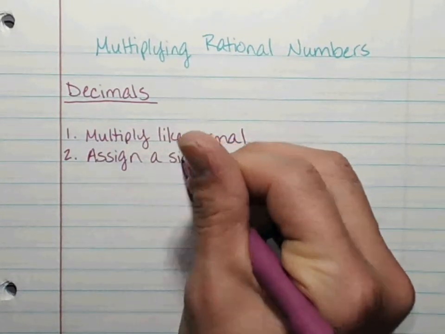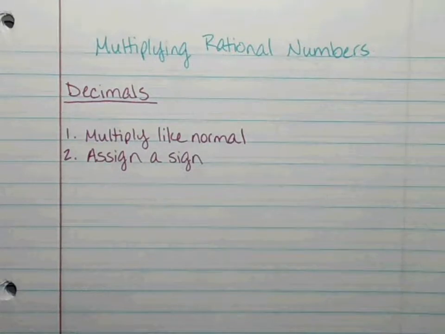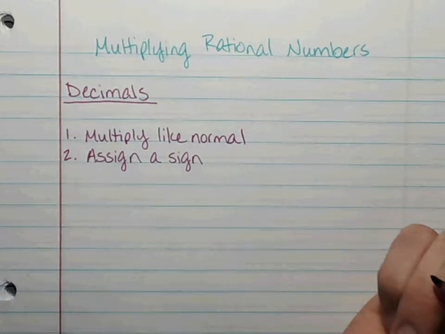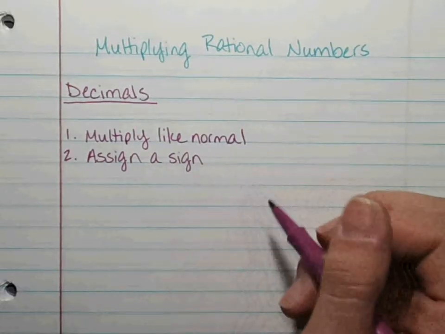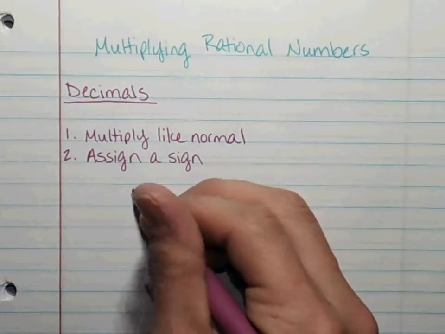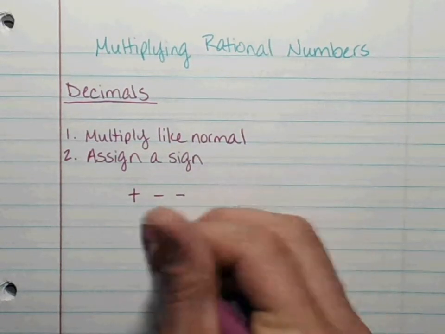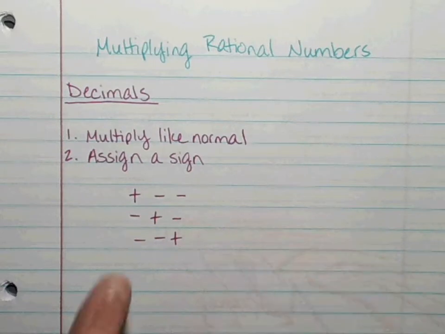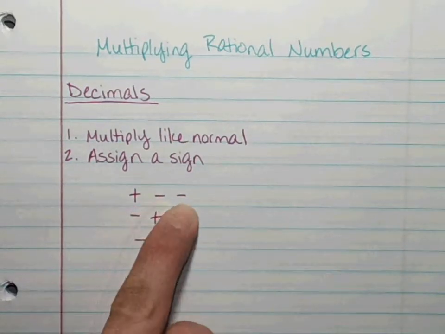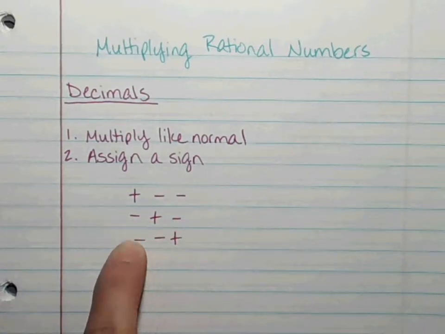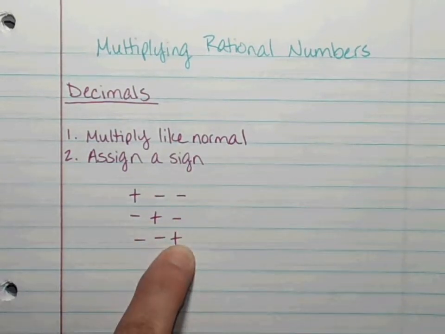Assign a sign. If it helps to think same sign is positive, different sign is negative, you can think about it that way. You can also do the tic-tac-toe to help you remember, where you've got this thing, and then you fill in your negatives. Where a positive times a negative is a negative. A negative times a positive is a negative. A negative times a negative is a positive.